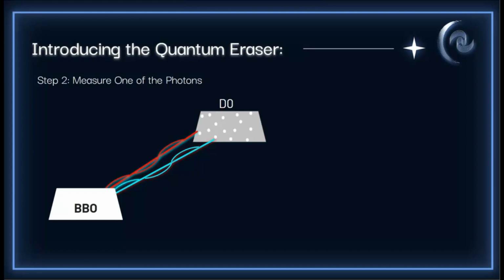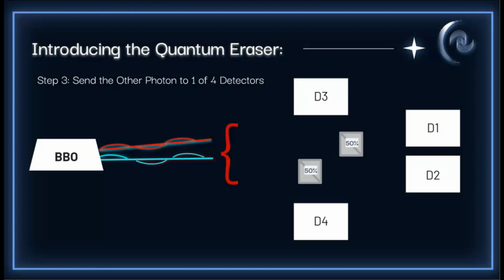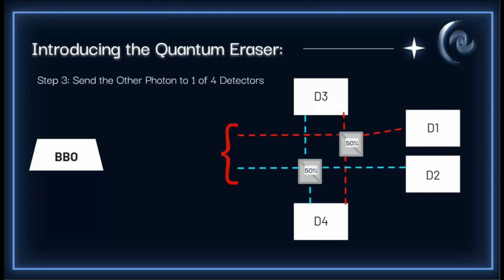Depending on whether we have a red photon or a blue photon, it's going to hit one of these two beam splitters. And what this beam splitter will do is that it'll have a 50% chance of transmitting the photon, which means it'll hit one of these two detectors, D1 or D2, depending on which slit the photon came from. Or it'll be reflected, and it'll be reflected to either D3 or D4 here.